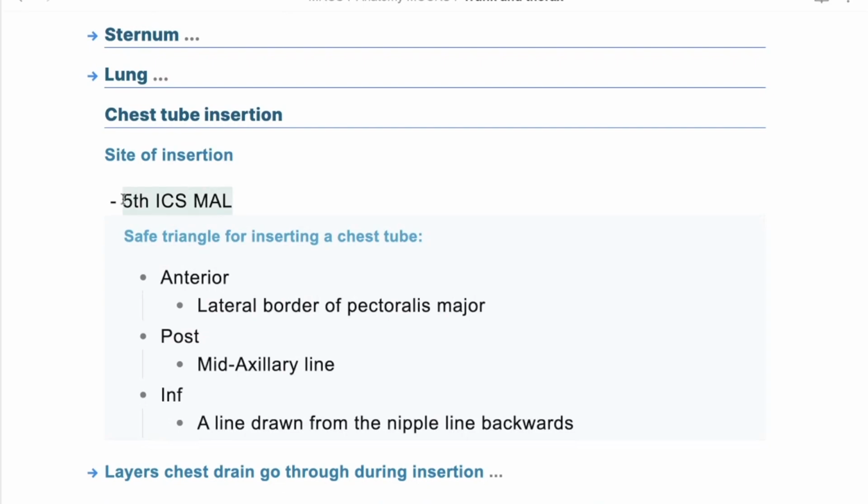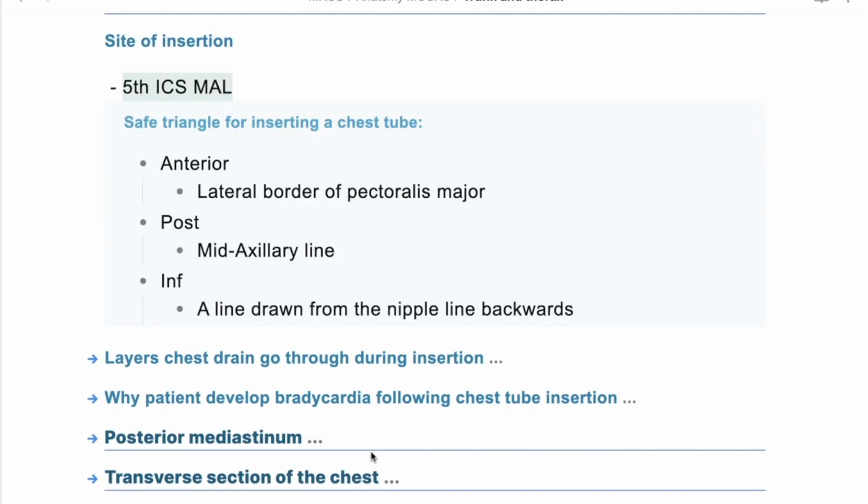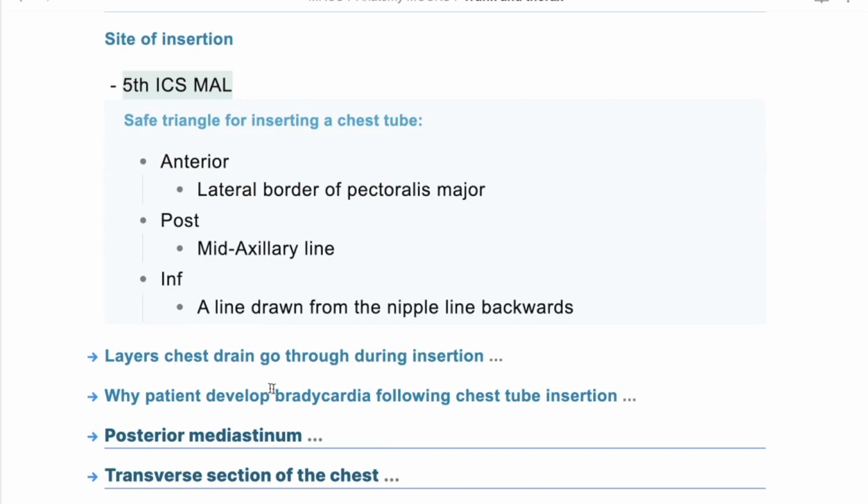That's the first thing that they want to hear. And then you can say the boundaries, like you said it. It's absolutely fine. But again, the boundary doesn't have to be very anatomical. You don't have to mention latissimus dorsi and pectoralis major. Literally just mention the lines. They're interested for you to know where things are rather than knowing the absolute anatomy forever. Anyways, what are the layers a chest drain goes through during insertion?